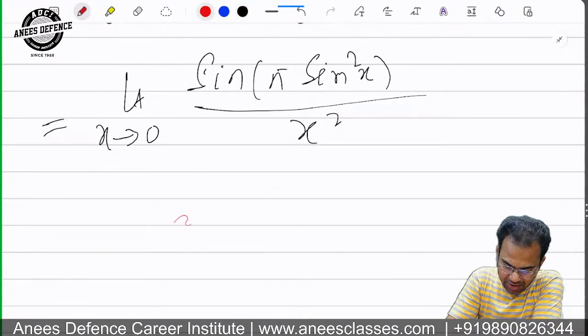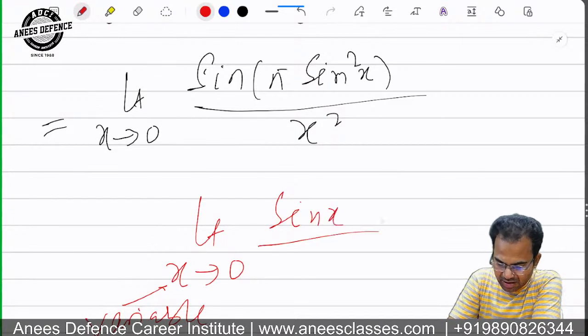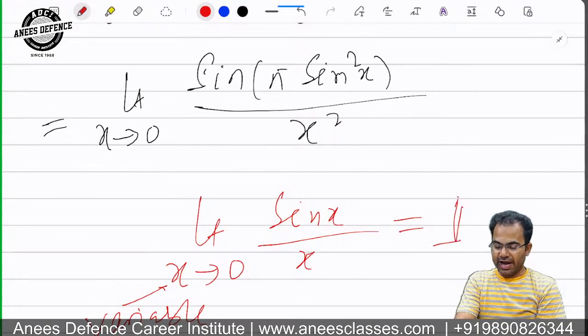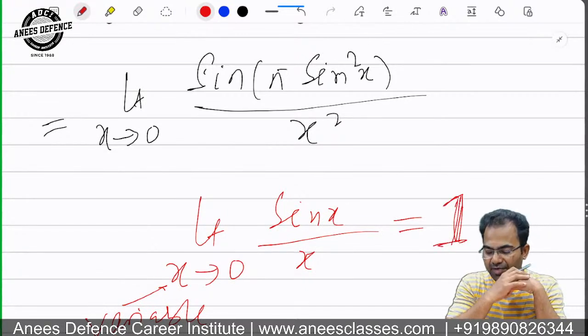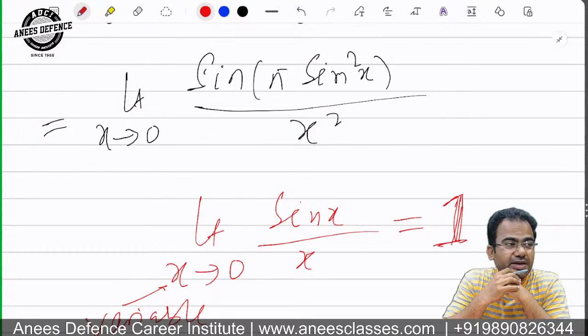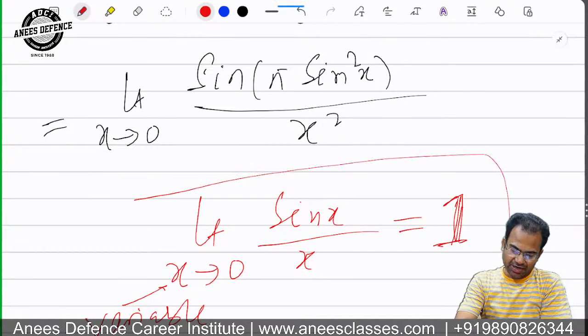Now we'll write the formula. You should know that if x tends to 0, here variable sin x upon x will be 1. That means the angle of the sine and the denominator variable should be the same. And the variable tends to 0, then it will be 1. Okay? Otherwise, we cannot write 1.